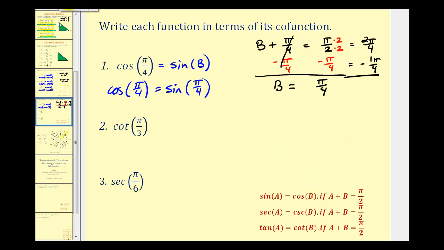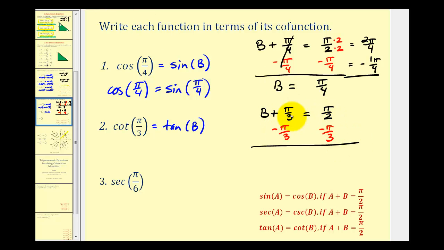Next we have cotangent pi over 3. That's going to be equal to tangent of angle B, where again these two angles are complementary, or have a sum of pi over 2 radians. So B plus pi over 3 must equal pi over 2. Subtract pi over 3 on both sides. So we have angle B must equal this difference here.